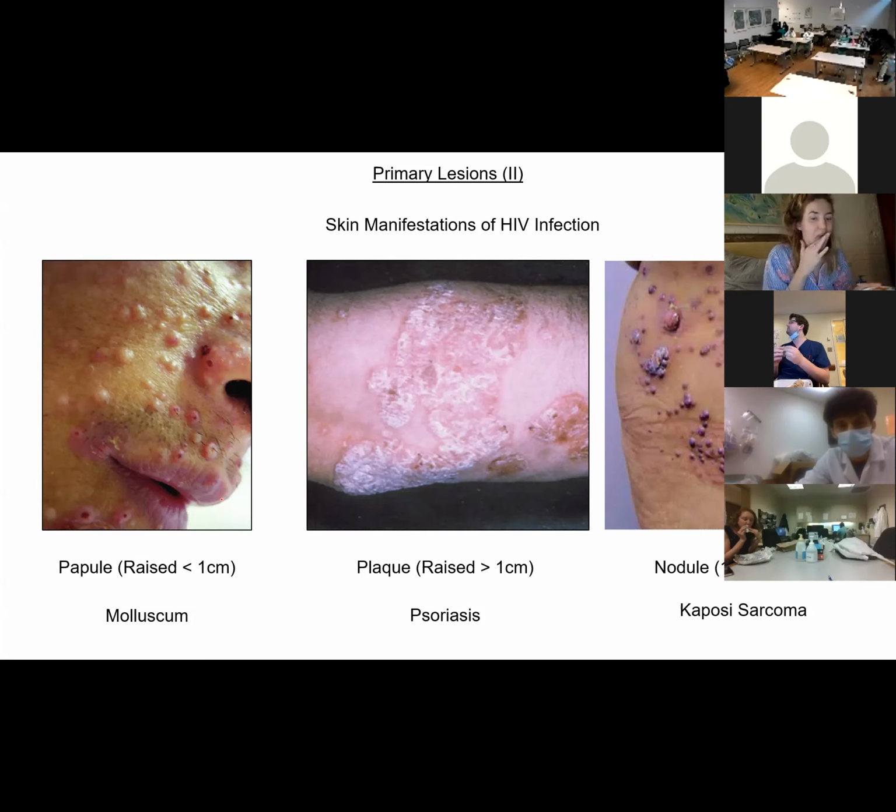There's something else that's also in the differential. Whenever you see something that looks like Kaposi sarcoma in an HIV patient, does anyone know what it is? What's that? Bacillary angiomatosis. Yes. Bacillary angiomatosis secondary to Bartonella. So always something to think about. I think Michael was saying it as well, so you guys are good. Always something to think about when you see these purpuric nodular lesions in a T cell immunodeficient patient.